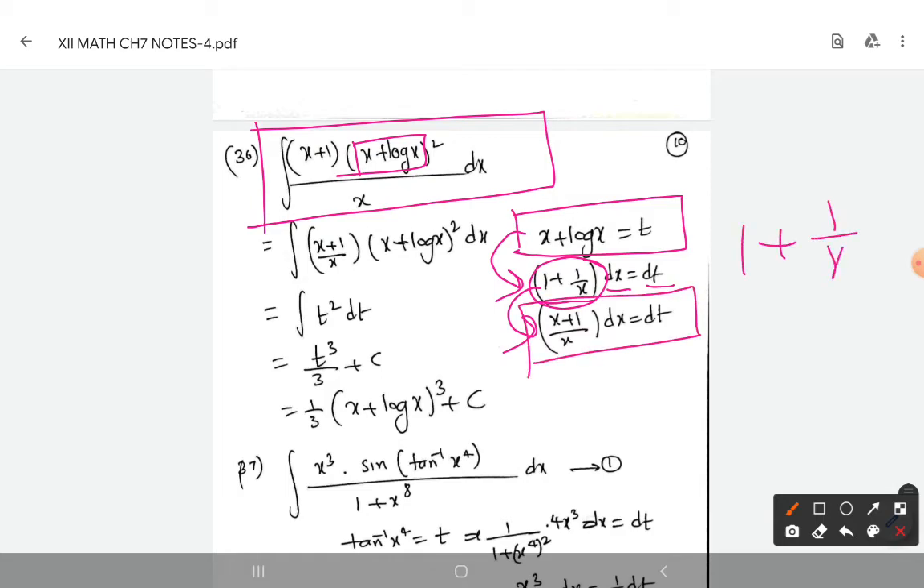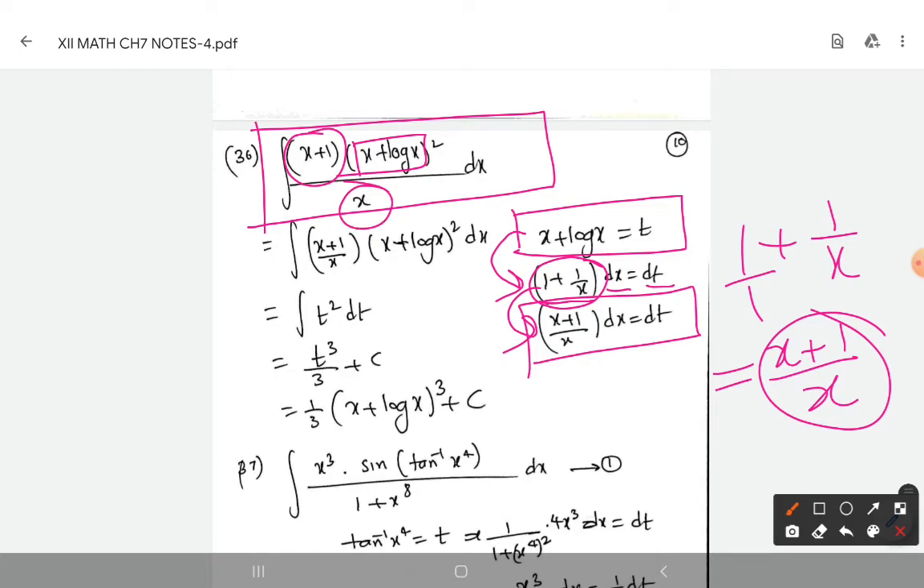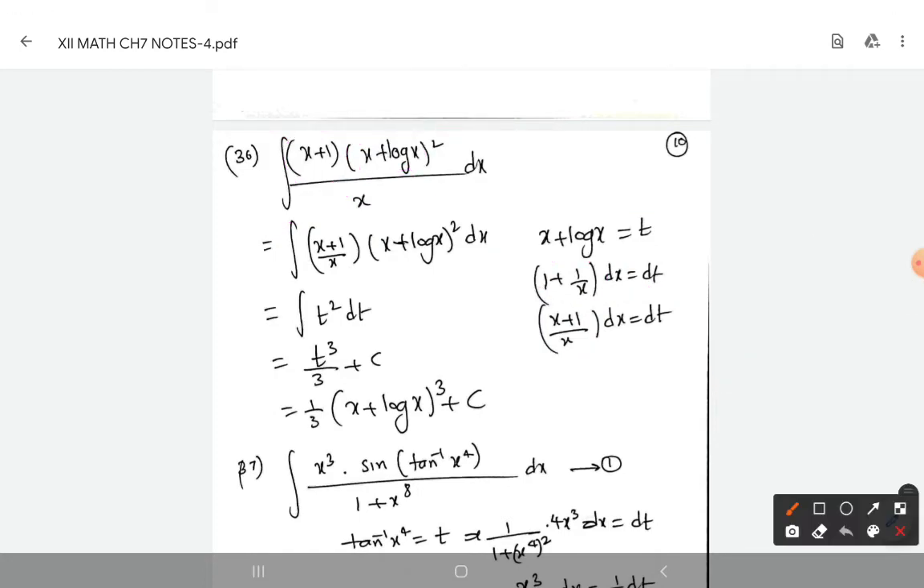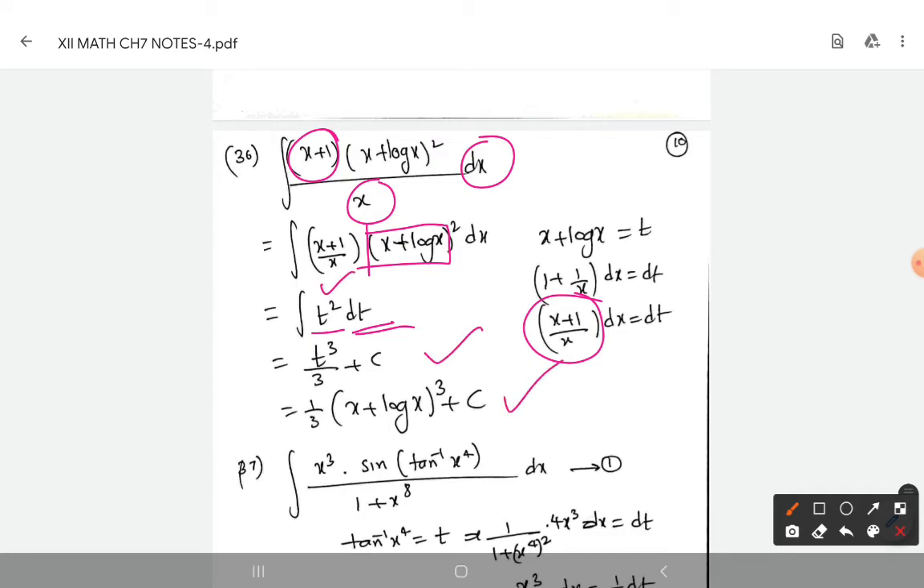1 plus 1 by x, 1 by 1. So it is x plus 1 by x. You got it like this now? So x plus 1 by x is present here in the integrand, so that can be eliminated. See, this x plus 1 by x is present here, eliminated, and written as dt, and x plus log x written as t, so t square. So apply the formula, you get the answer.